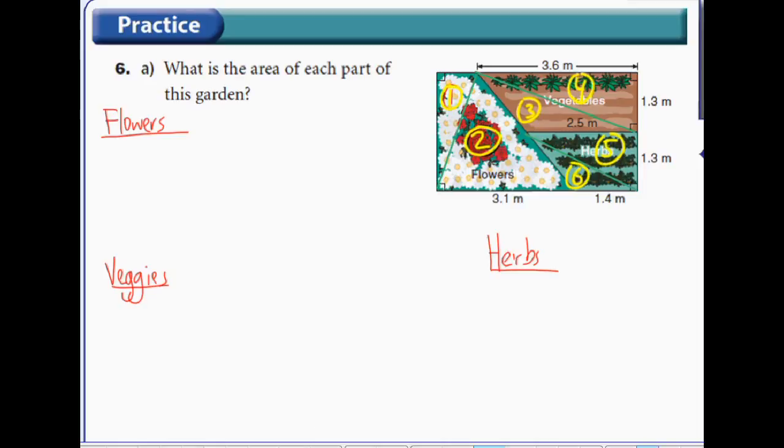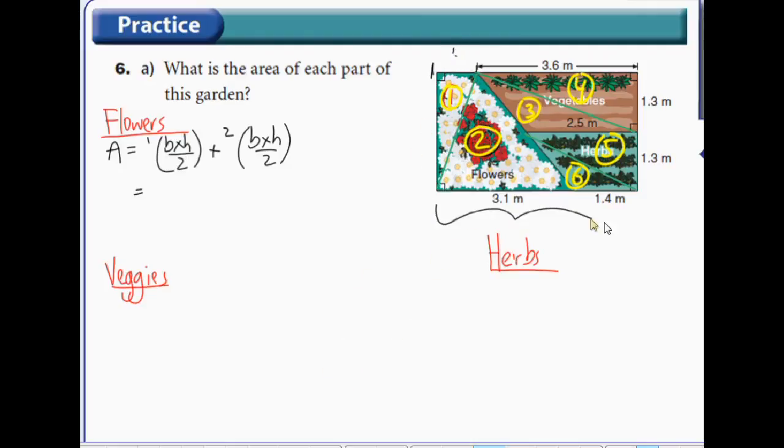Lots of different triangles. So, for the flowers, area equals, for triangle 1, we're going to do base times height divided by 2, plus triangle 2, base times height divided by 2, equals. So for triangle 1, we have this piece up here. The question is, what is the size of that little piece here?